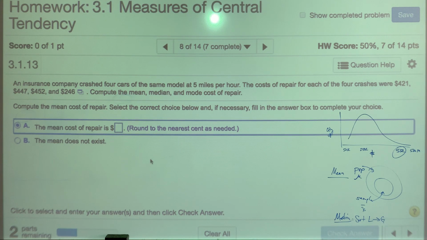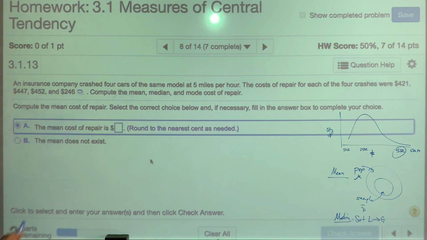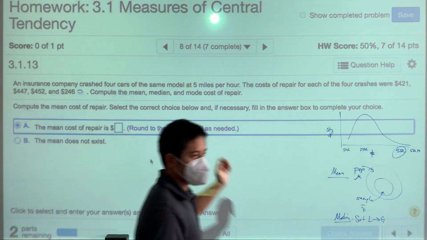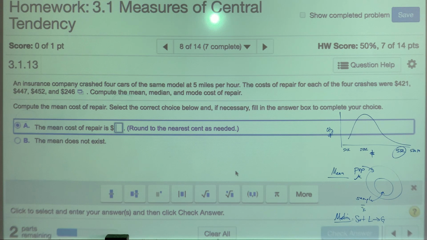So the mean for my problem would be what? 421, 447, 452, 246. Add them all up, divide by 4, right? Can somebody do that one for me? We know how to do it. I just want to get through these. Do mine real quick. That way we can see that it's done properly. It's 1,381.5. Okay, then divide by 4.